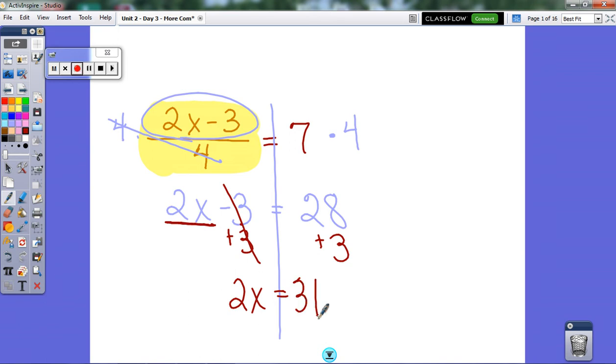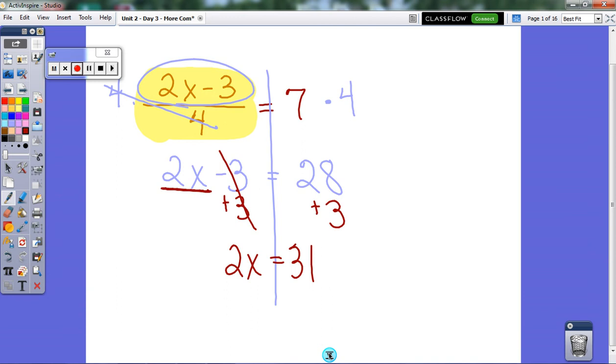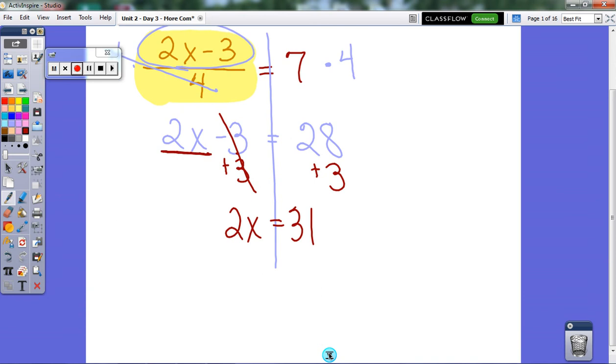Well, now if I keep working this question, I have to look at it as if it's brand new. Look at the side with the variable. That's a 2x. How do I get rid of multiplying by 2? Well, I'm going to divide by 2. Those 2's cancel, and I'm going to get x is equal to.